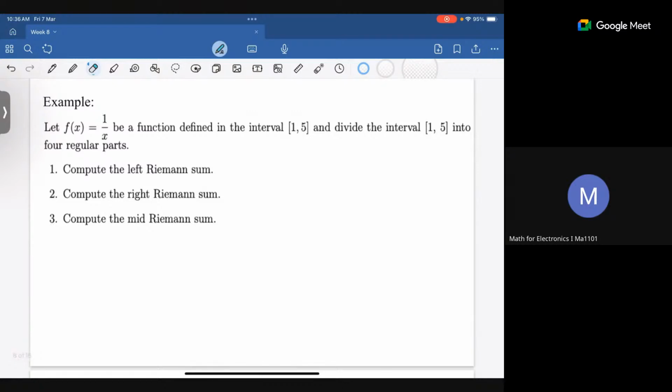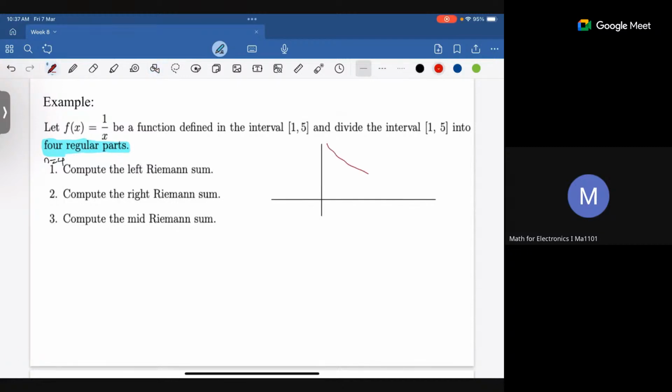Let's say you have f of x to be 1 by x, a function defined in the interval 1 to 5. And divide the interval 1 to 5 into, this is important, 4 regular parts, 4 regular subintervals. So here n is given to us; n is 4. Right. So first and foremost thing to do is draw a rough plot.